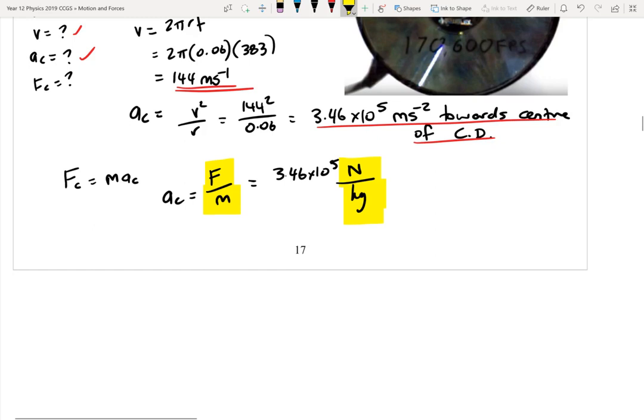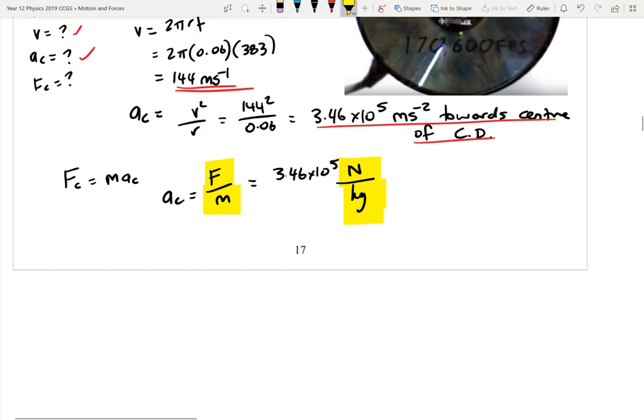They could ask for the force per unit mass, which is just a fancy way of saying F divided by m. It's a fancy way of saying acceleration. So we don't know what the force is, but for every kilogram of CD at that distance spinning at that rate, you would need 346,000 newtons.